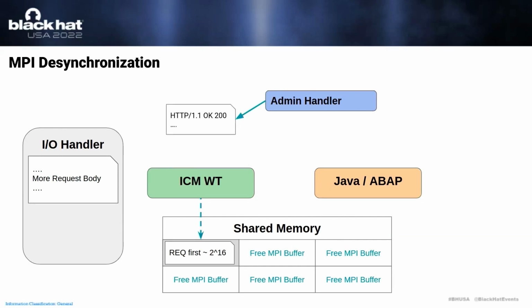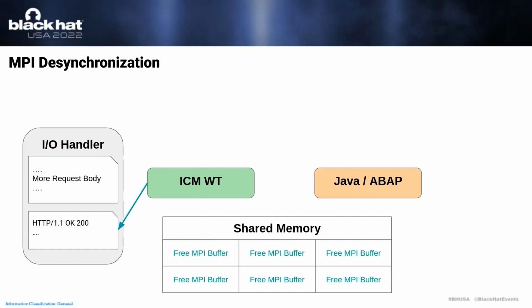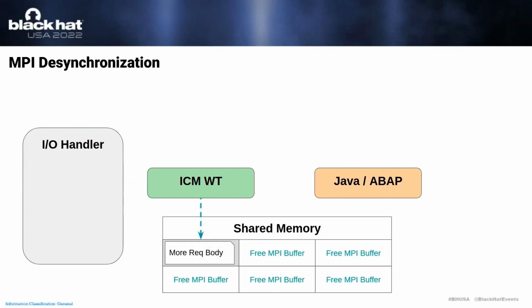So the response will be created and forwarded to the client, and the handler will be deleted, and of course the MPI buffer will be freed, and the request-response cycle will be completed. But we have more data from the previous request in the input-output handler. So the worker thread will read more because it's waiting for a new request, and it will place the rest of the request, the body, in this MPI buffer, and it will consider it as a new request.